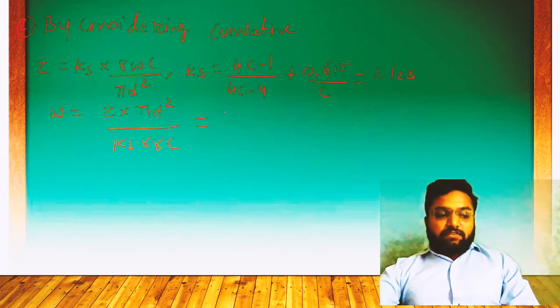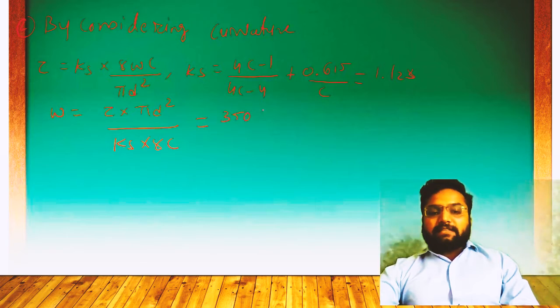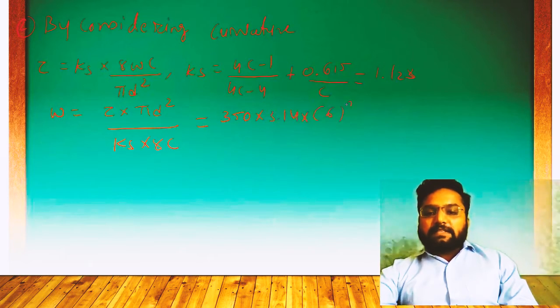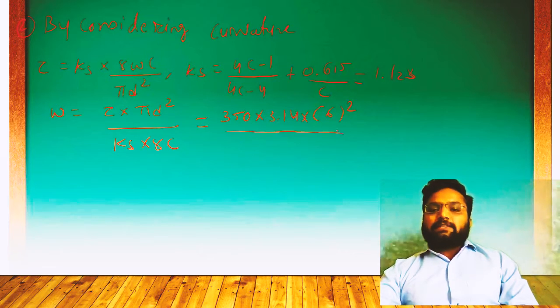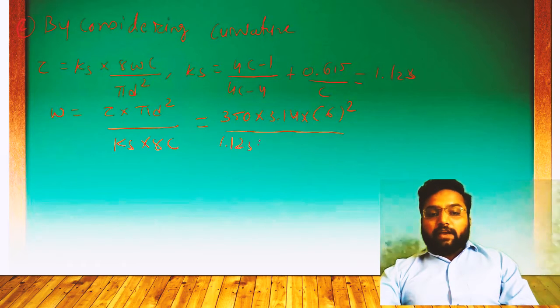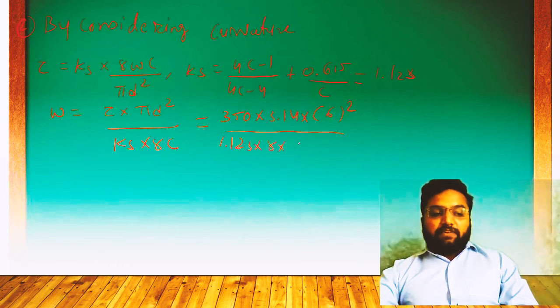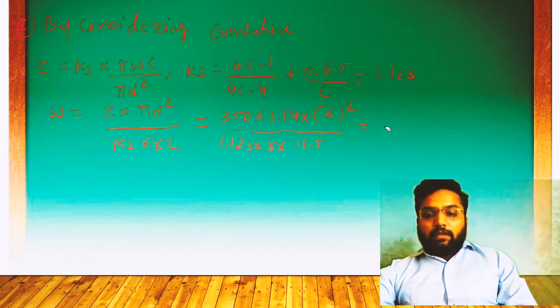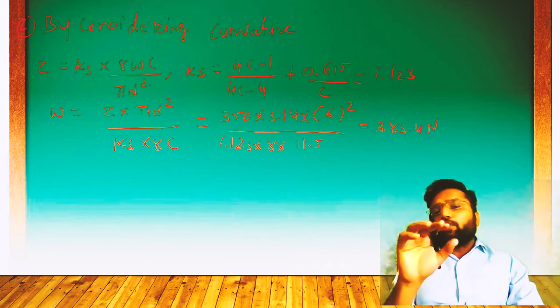Shear stress is given by 350 megapascal into 3.14 d square, which is nothing but 6 square, divided by Ks, which we have found out 1.123, into 8 into C, which we have found out 11.5. So ultimately in this case the load will be 383.4 Newton. I hope you got this point.